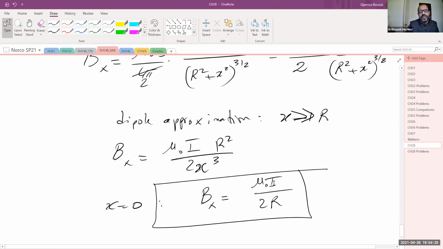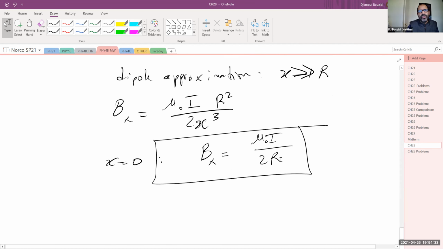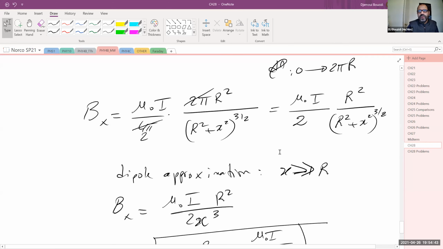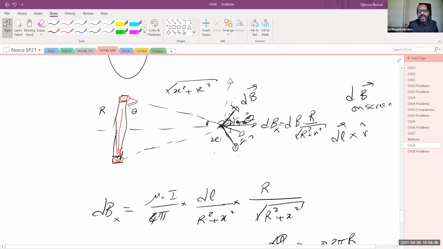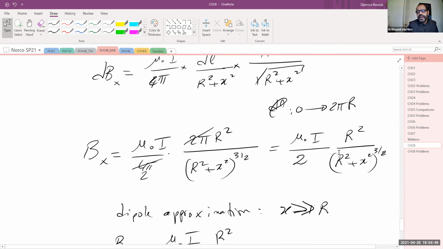That is the purpose of this exercise, because sometimes you'll be given different geometries, and that is the case when you have to work your way through it and try to find an approximation that is different than this one. But in this case, if you are in the center of the loop, this is what you use. If you are not in the center of the loop, you are somewhere at distance x from it, the other expression will be handy.